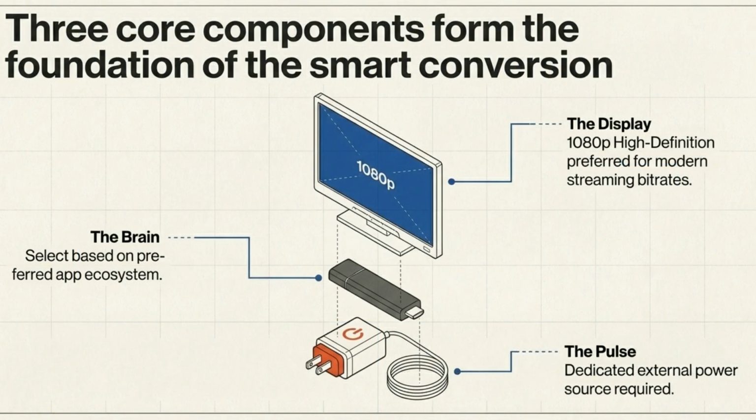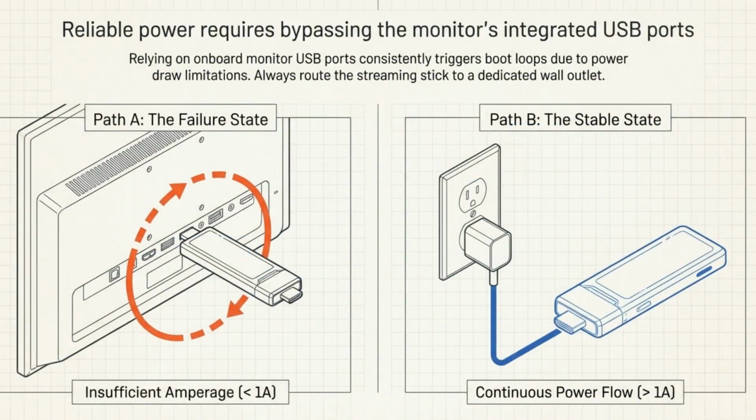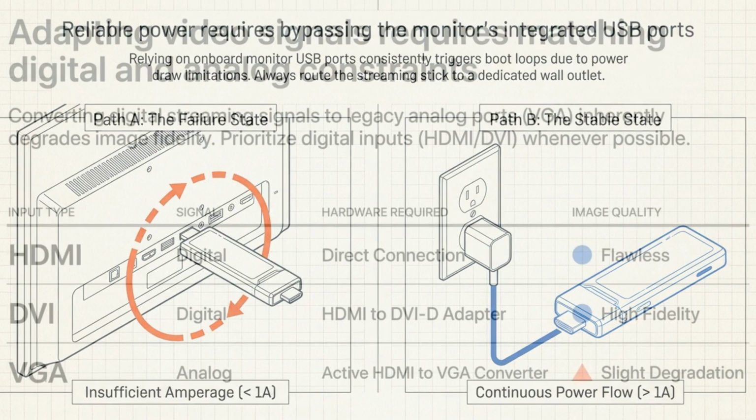The smart conversion relies on three core components: the display, the brain, and the pulse. The display is best at 1080p, the brain is the streaming stick selected by your preferred app ecosystem, and the pulse is the dedicated external power source. Reliable power is crucial. You must bypass the monitor's integrated USB ports and route the streaming stick to a dedicated wall outlet. Relying on monitor USB ports can cause boot loops due to power draw limitations.